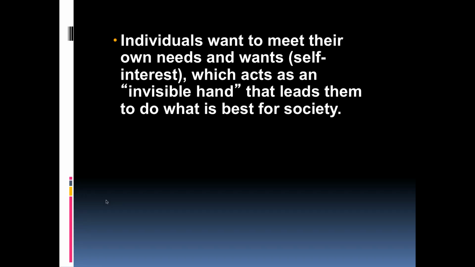Now, individuals want to meet their own needs and wants, aka self-interest, which acts as an invisible hand that leads them to do what is best for society. So what Adam Smith basically said is that when individuals meet and they trade with each other, they both become better off. So think, for example, when you decide to buy something from somebody else. When you have that trade of money for goods, let's say you decide to buy something at Target, okay? You are spending your money at Target to get the goods. You are benefiting by getting the good. Target is benefiting by getting the money.